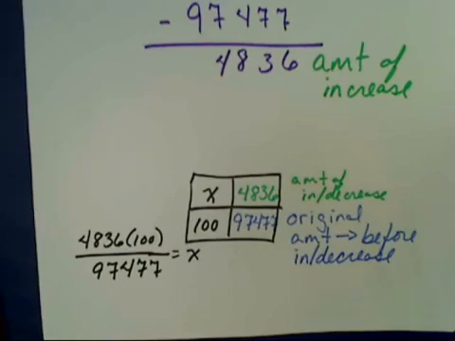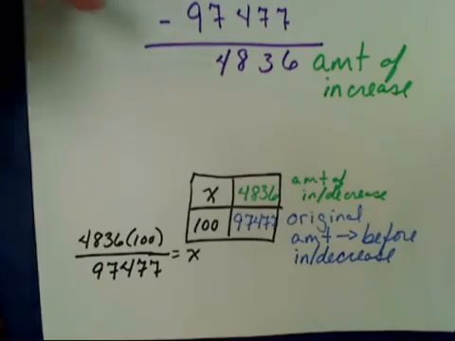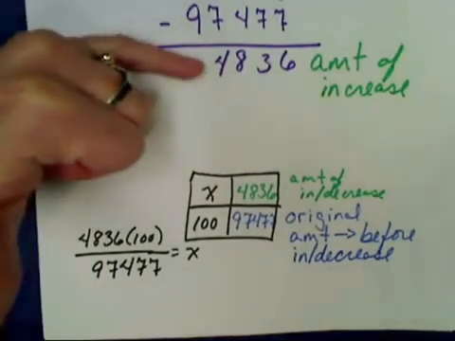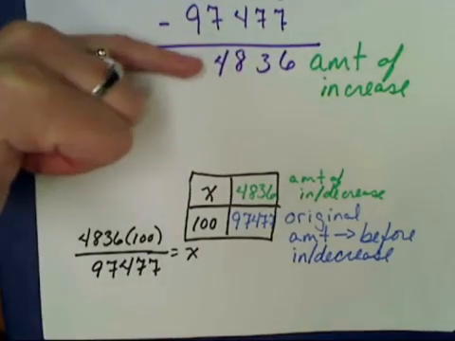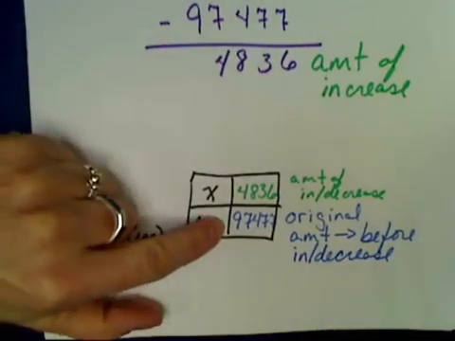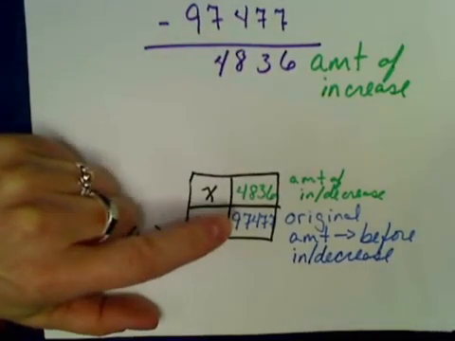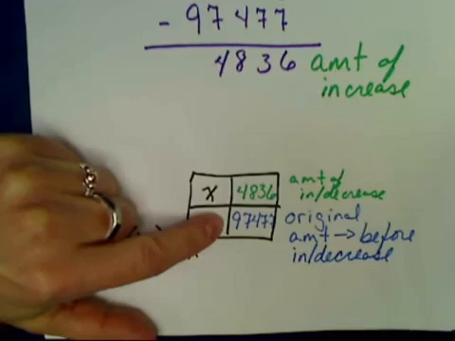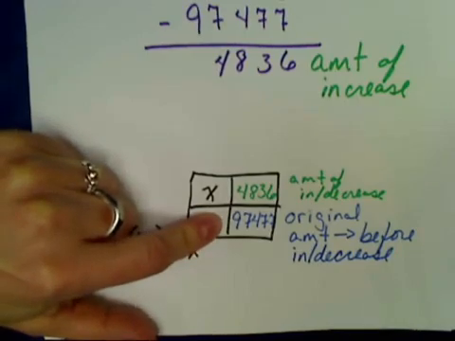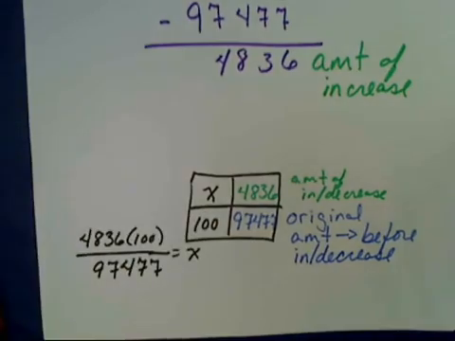Once again, that works for percent of increase or percent of decrease problems. You have to subtract first to find out the amount that was actually increased or decreased. And then in your of box, you always have the original amount before there was an increase or a decrease. What number did you start with? That goes in your of box.